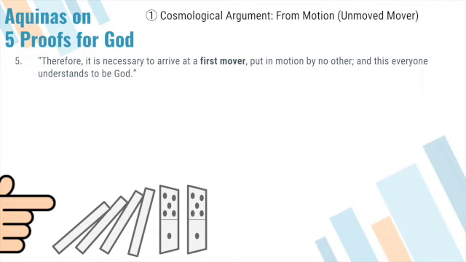Number 5. Therefore, it's necessary to arrive at a first mover, put in motion by no other. And this everyone understands to be God. So at this point, we have just a very abstract concept of the first mover. This is the conclusion. There has to be some kind of first mover, some kind of thing that is always in a state of actuality. And this he calls God, right? This is a thing that has no potentiality. It is pure act, pure actuality. And so it sets things in motion in nature of itself.